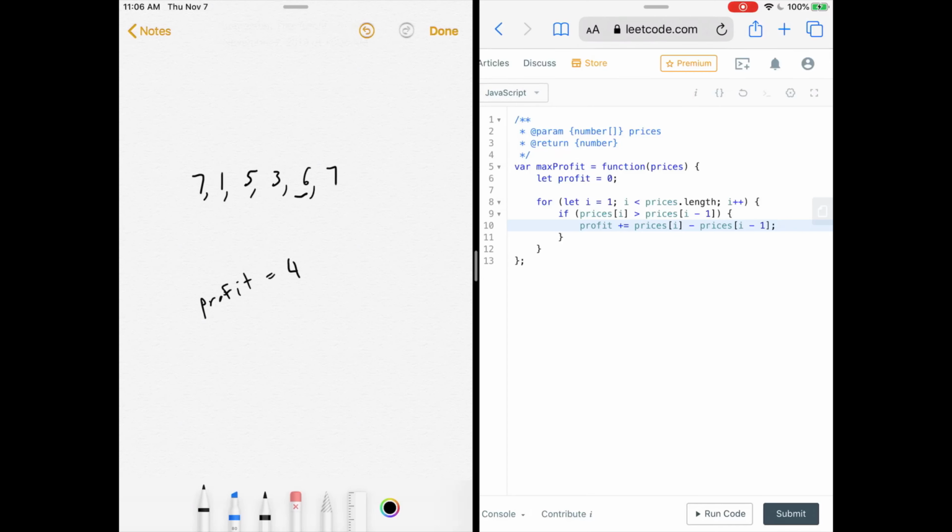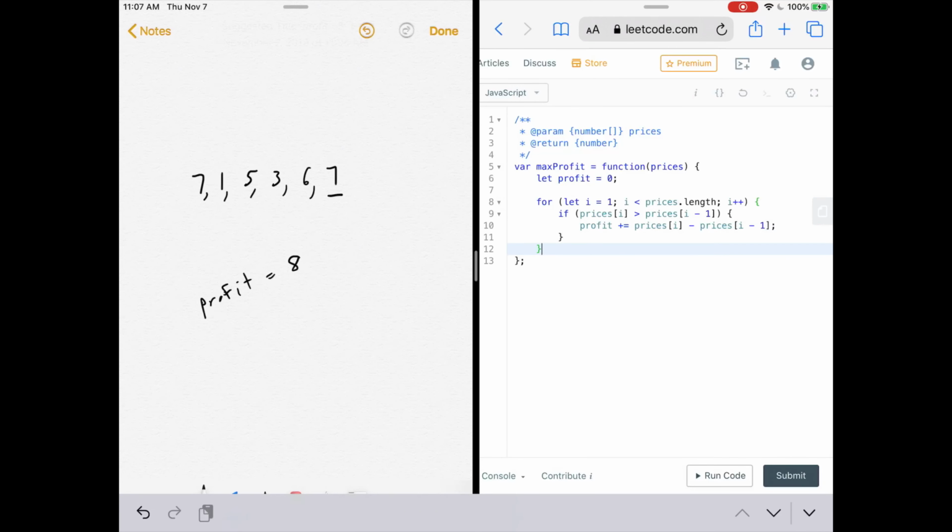Is that greater than 3? Yes, it is. So we'll add that difference to our profit. 6 minus 3 is 3. Add that to our current profit, which is 4. That'll give us 7. And then finally, we're on the number 7. Is 7 greater than 6? Yes. So we'll add that to our profit, which will give us a final profit of 8. So all there's left to do is to return that profit.